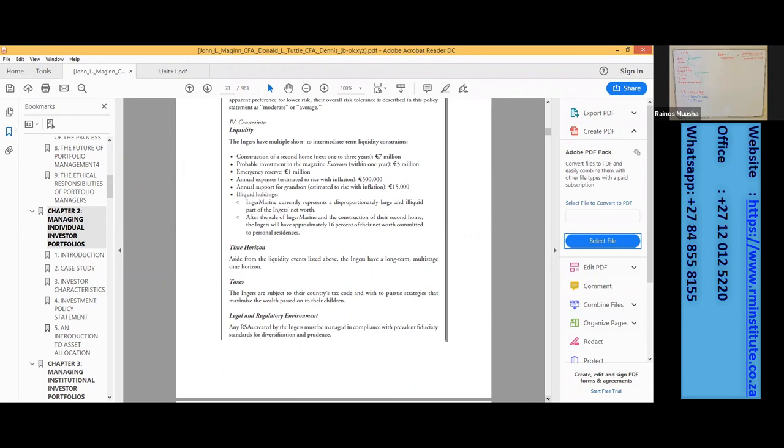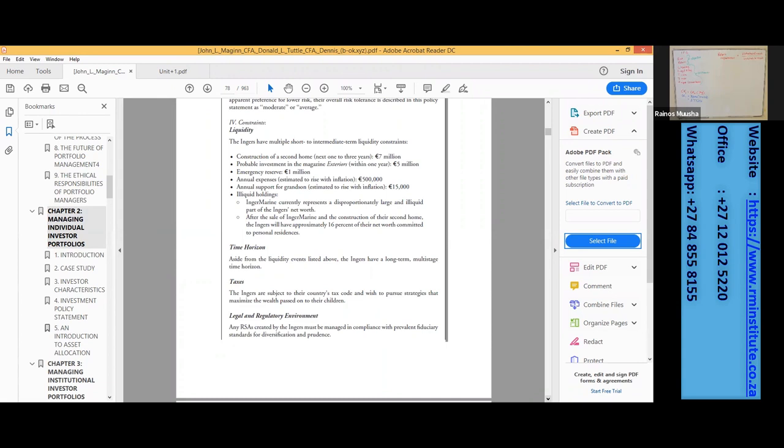They want to invest in exteriors for a total amount of 5 million. They want to keep an emergency reserve of 1 million. They also want to be able to meet annual expenses of 500,000. They want to support their grandchild, before taking inflation into account, for 15,000. At the same time, they also have illiquid holdings or illiquid investments, which basically affect the liquidity of their overall portfolio.